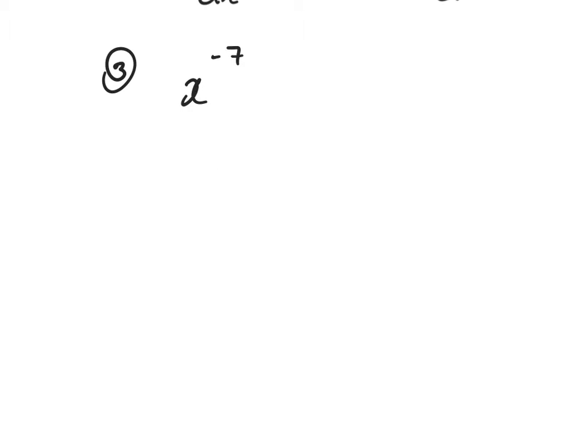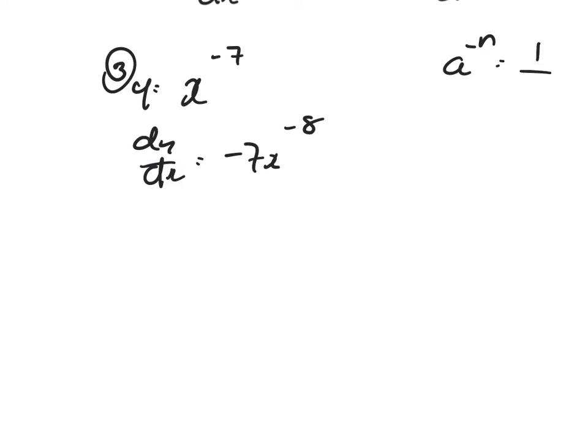Okay, so if we were to differentiate x to the minus 7, bring the power down, multiply, take 1 away from the power, that will be minus 7x to the minus 8. I can now use my rule of indices, which is a to the minus n equals 1 over a to the power n, to now bring the power down and get minus 7 over x to the power 8.